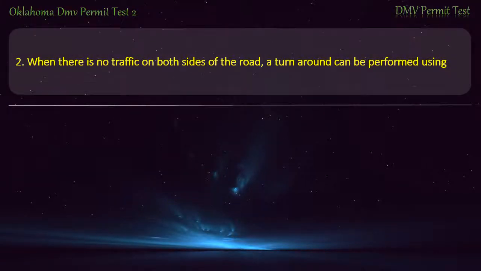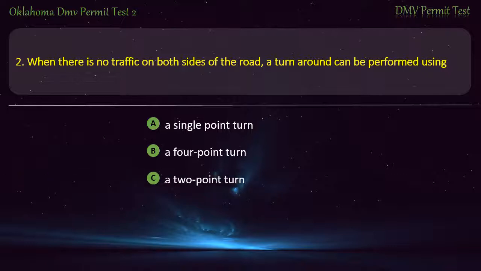Question 2. When there is no traffic on both sides of the road, a turn around can be performed using. A single point turn. A 4-point turn. A 2-point turn. A 3-point turn. Answer. A 3-point turn.